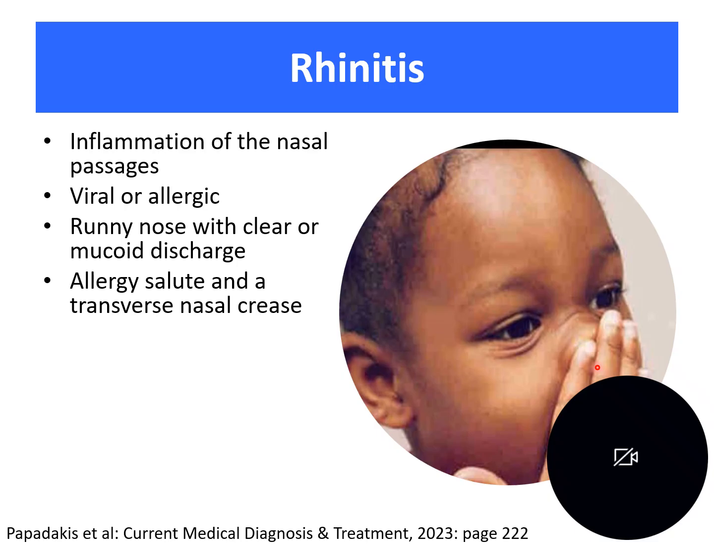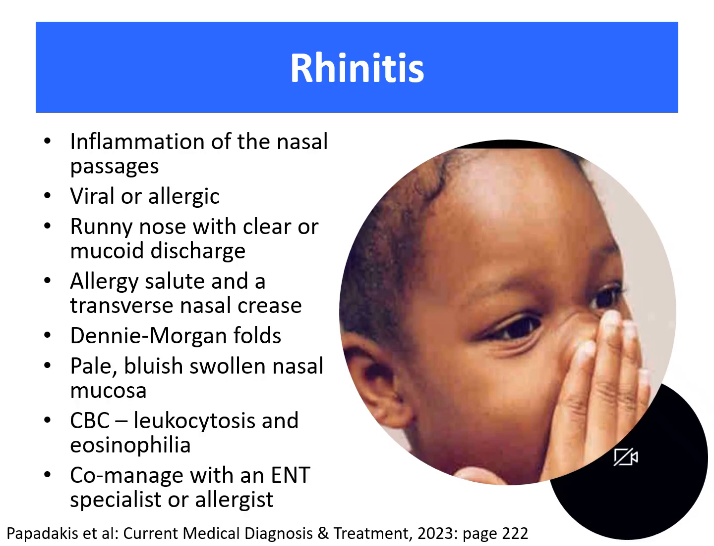And this is known as the allergy salute. And in the process of doing that, you can see this transverse nasal crease where they keep pushing up their hands against this stuffed up nose in order to get some relief. Occasionally, you're going to find these double folds of tissue underneath the lower eyelid, and this is called Dennie-Morgan folds, and those are characteristic of rhinitis, especially allergic rhinitis, which tends to be either repetitive or recurrent.